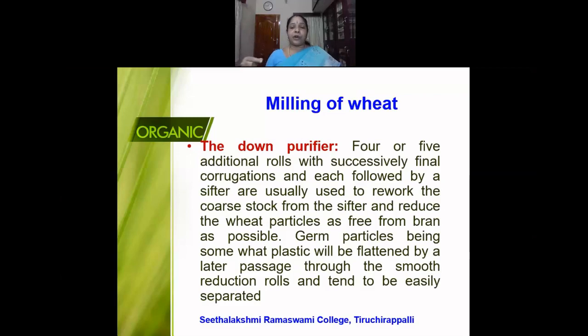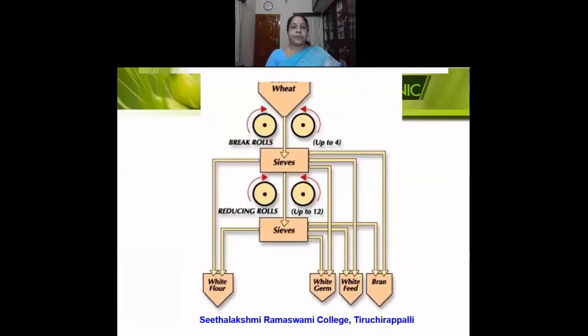So during this process, what happens? The wheat grains are ground, and the particle size will reduce as desired, and we will get at the end the most fine powder-like particles.